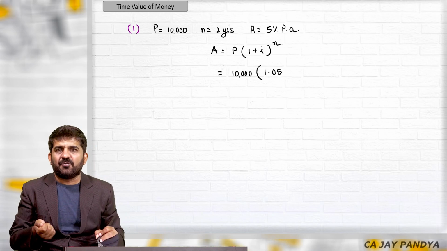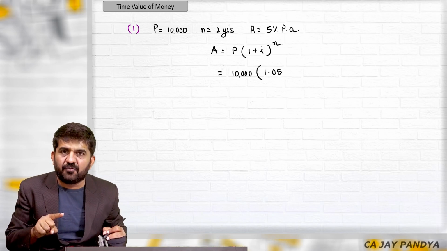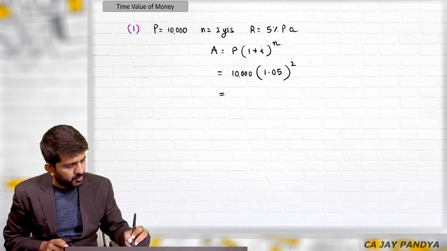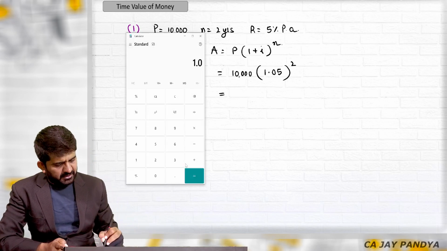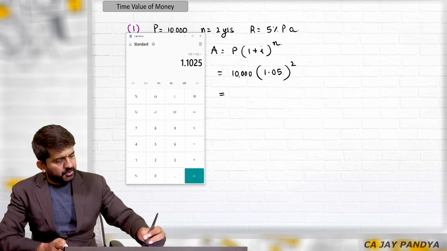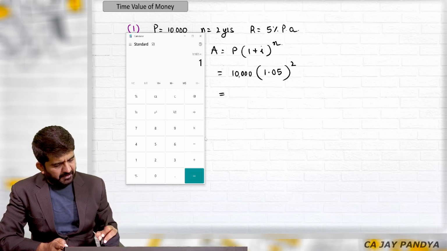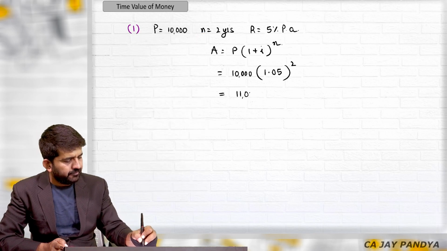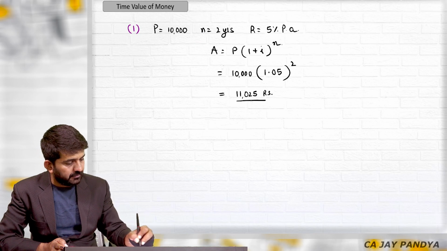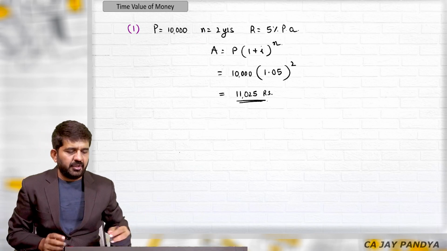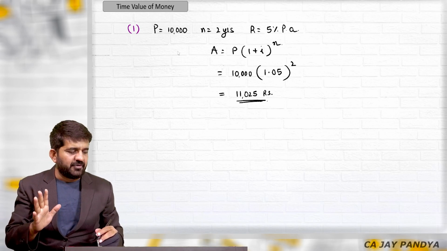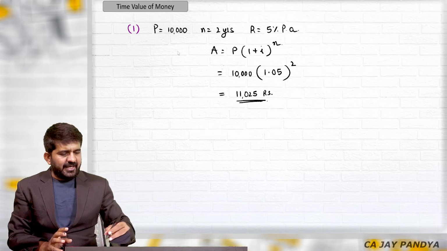1.05. How 1.05? I is 0.05 plus 1 is 1.05 raised to 2. Open your calculator, find out the answer. 1.05 multiplied by itself, I will be getting raised to square, multiplied by 10,000. 11,025. This is nothing but how we find out answers of category number 1, simple type of questions. And let us go to category number 2.